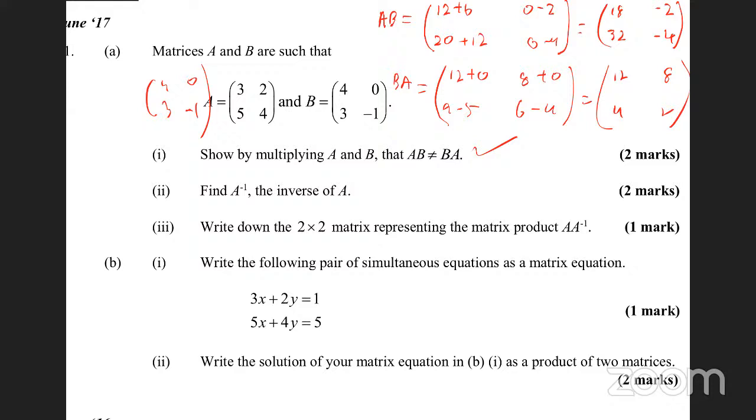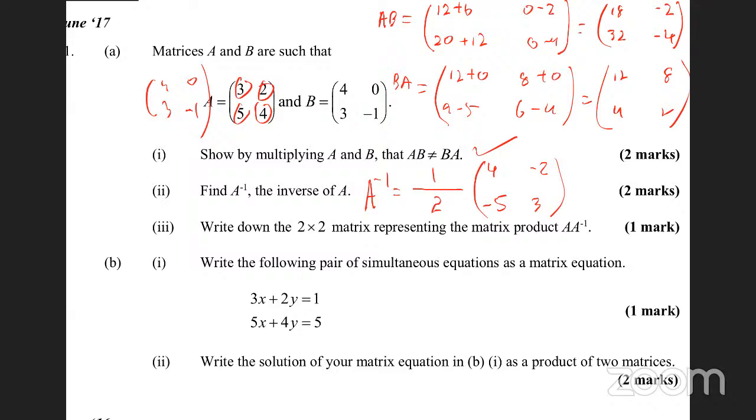Next, find the inverse of A. Inverse of A is equal to 1 over the determinant of A. The determinant of A is 3 by 4, which is 12, minus 10. So the determinant is 2. And then the adjoint is what? Switch around the 4 and the 3, put a minus by the 2 and the 5. Okay? That is your inverse.